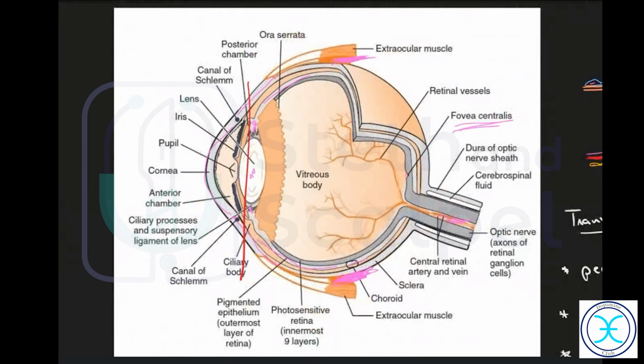So we were talking about the conjunctiva, and you said the parts of the conjunctiva are the palpebral conjunctiva and bulbar conjunctiva.